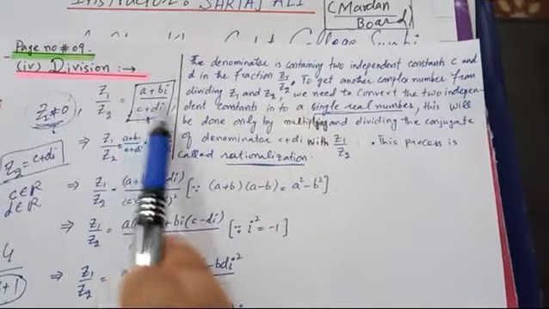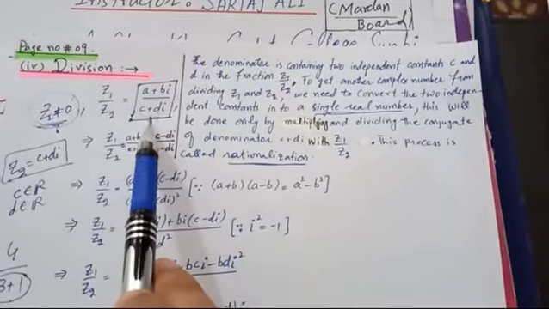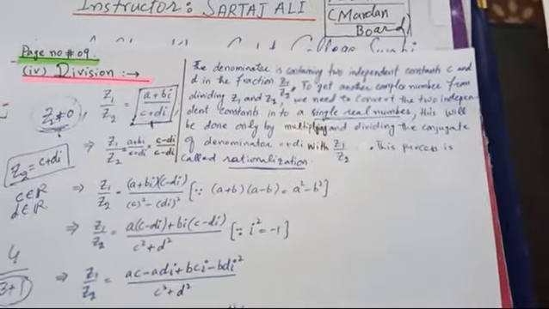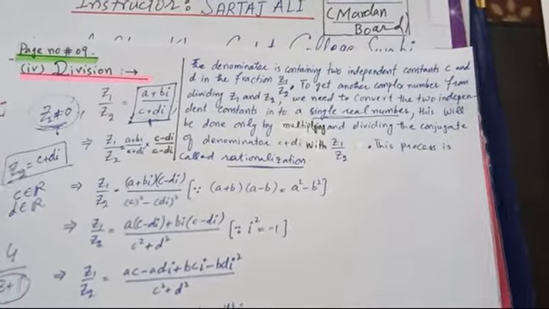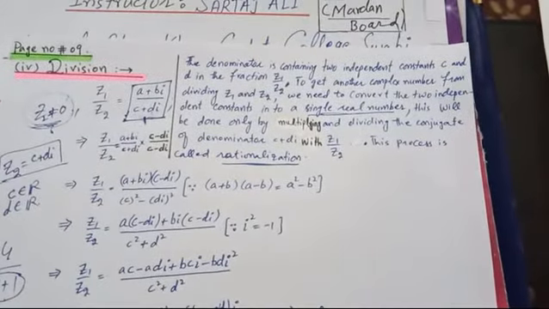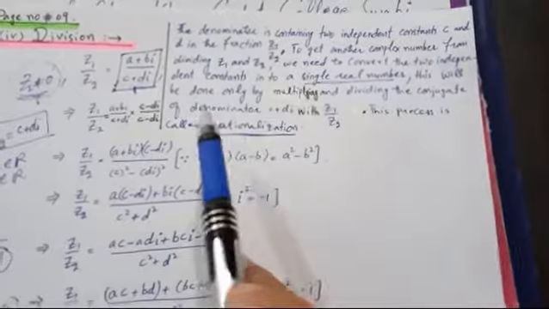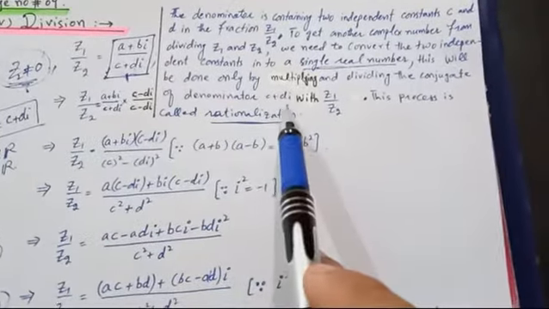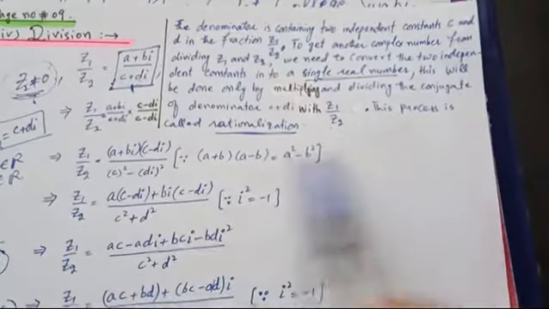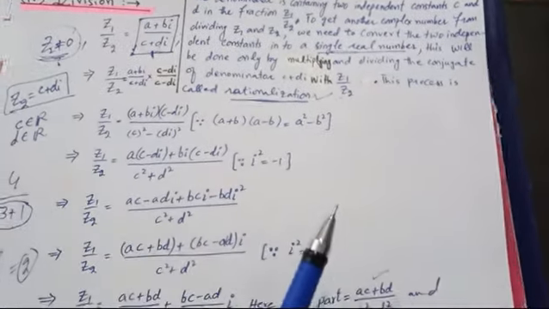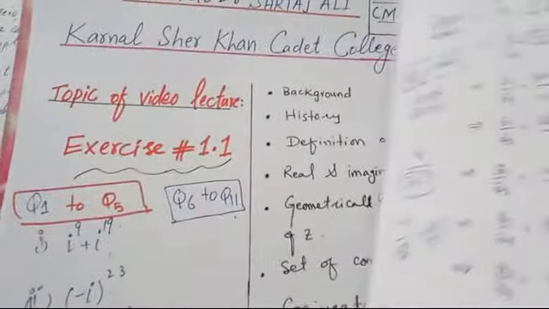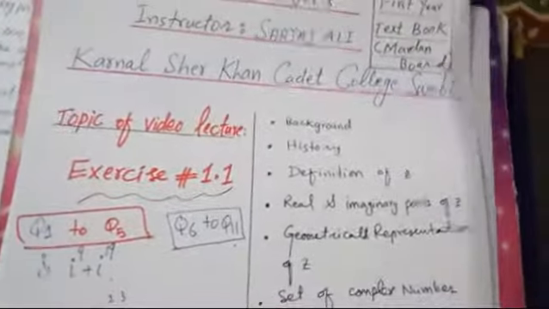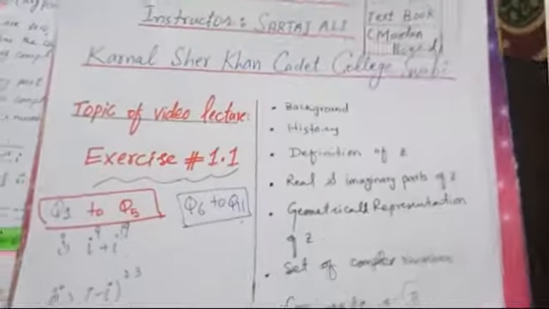So we do a process to convert this thing into a single real number, because this contains two independent constants, and a real number will contain a single digit. So you can divide by it, and then the division is possible. This is done only by multiplying and dividing by the conjugate of the denominator. The process is called rationalization. So whenever you need to perform the division of two complex numbers, you must use the process of rationalization. So what is the process of rationalization? You will look at the denominator of that quotient form.